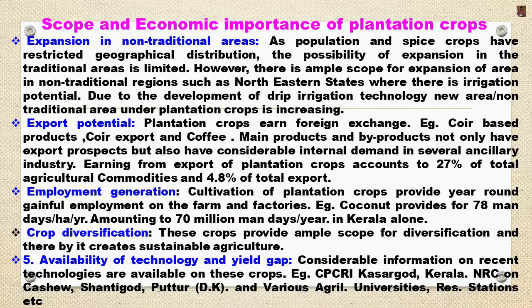Expansion in non-traditional areas: as plantation and spice crops are restricted to their geographical distribution, the possibility of expansion in the traditional area is very limited. However, there is scope for expansion of area in non-traditional regions such as northeastern states, where there is irrigation potential. Climatic conditions are also congenial, and due to development of drip irrigation technology, new and non-traditional areas are also coming under these crops at a very increasing rate.